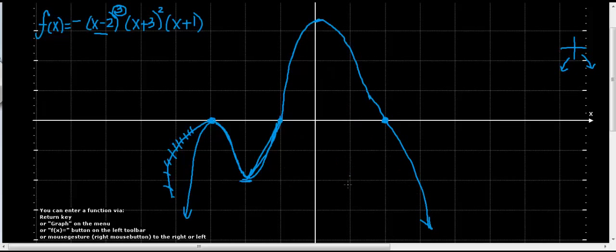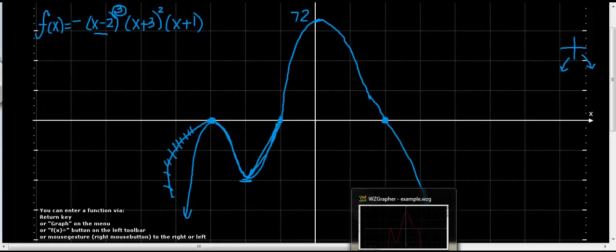Okay, and here is an approximation of what this polynomial graph will look like. It does have the end behavior that I predicted. My y-intercept occurs at a positive y value, and I would write here that my y-intercept is 72. And I have the graph with the 0 touching and not crossing, this one crossing, and this one crossing. I hope this makes sense to you. I have this graph plotted on WZ Grapher so that you have an idea of what it looks like.